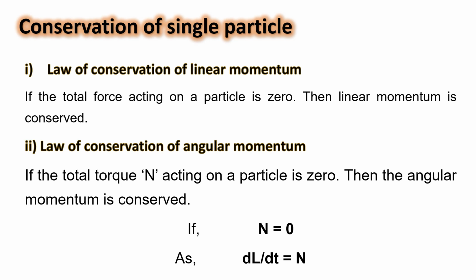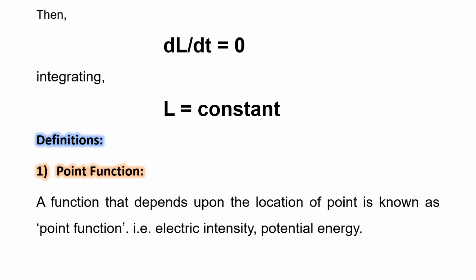Now for the law of conservation of angular momentum for a single particle, if the total torque N acting on a particle is 0, then the angular momentum will also be conserved. If the torque N is equal to 0, then dL/dt is equal to torque, so N is equal to 0. Substituting this value, we get dL/dt is equal to 0. Then integrating this term, we get L is equal to constant.